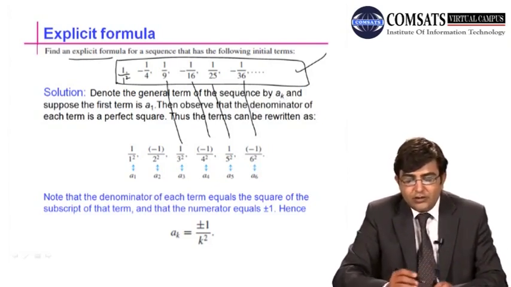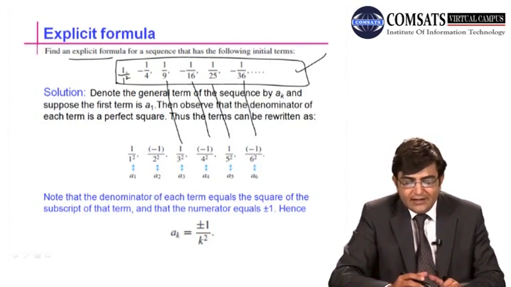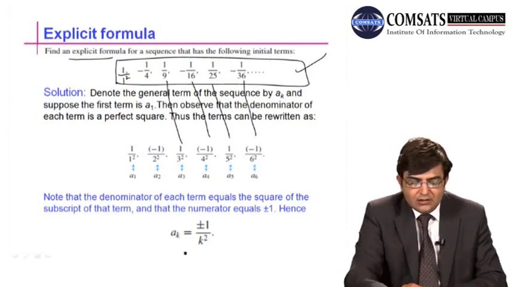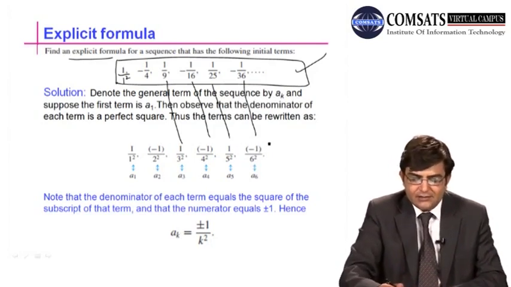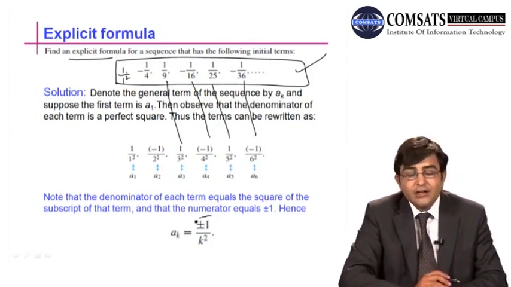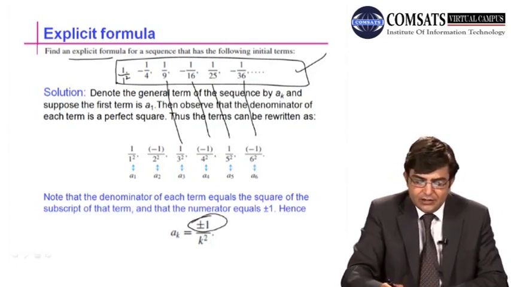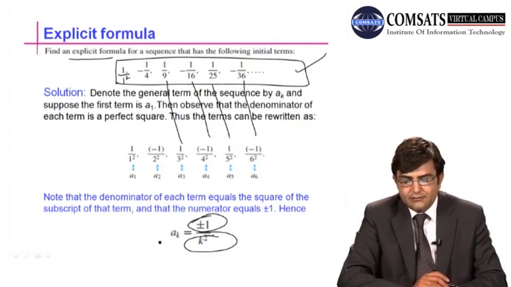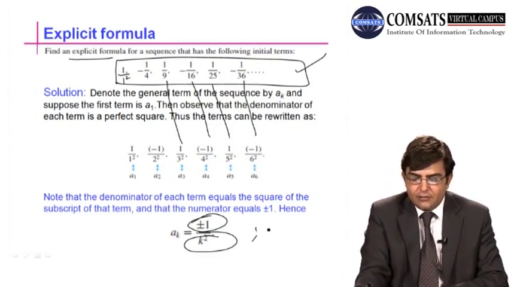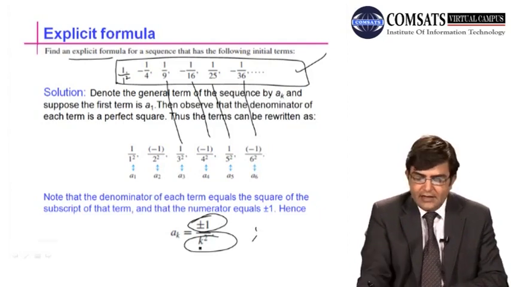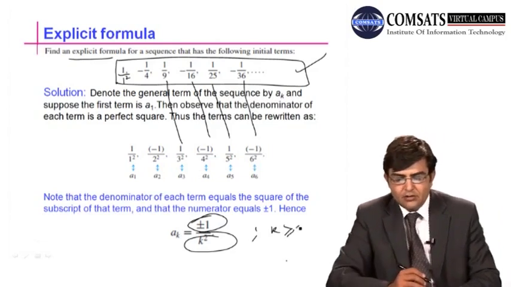Now we observe here that the sign is changing. We have plus, minus, plus, minus, plus, minus. So there must be plus minus in the numerator, and in the denominator we have k square, where k is starting from 1, so k is greater than or equal to 1.